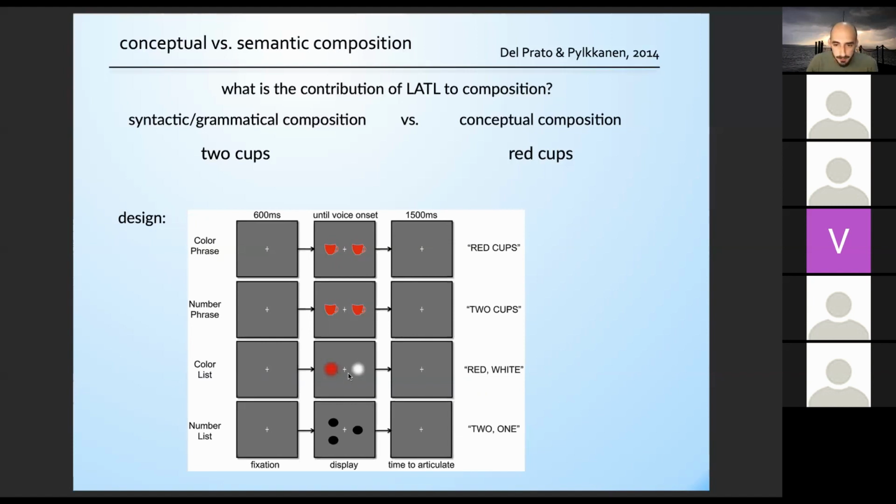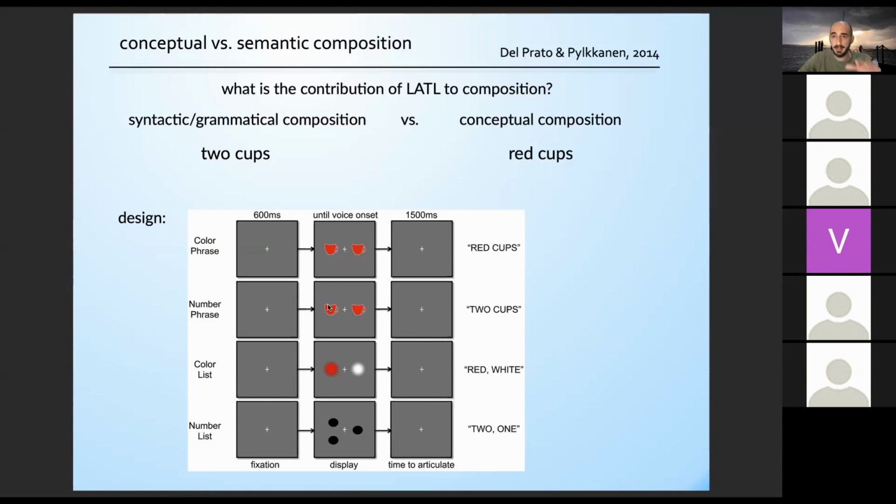And then they had a condition where they just had to list the stuff that they would see based on the color, so red, white, or the number, 2, 1. And it's clearly kind of self-evident, right? That this was the control condition for this, right? Because this represents a list and this represents a condition where you need to compose the meaning of the two words. And same for this. Here you're just listing stuff and here you're composing. And this is a trick that they will use over and over and over in a lot of experiments, just as a lot of other people did, okay?